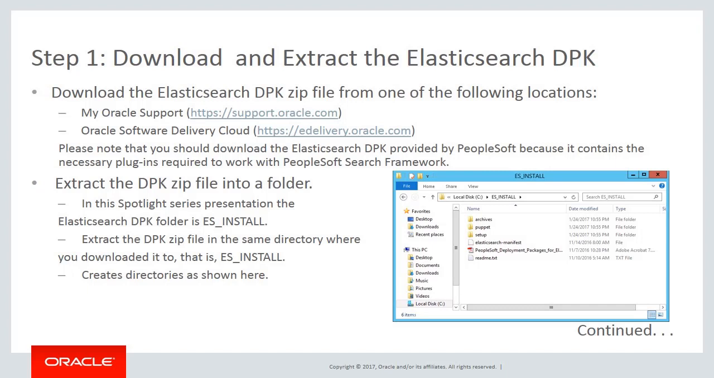Puppet directory. This includes the open source Puppet software and is used when you run Puppet-based installation. Please note that Elasticsearch DPK Revision 3 uses Python scripts for deploying Elasticsearch. If you want to use Puppet, please refer to the PeopleSoft deployment packages for Elasticsearch installation document on the Elasticsearch homepage. Setup directory. This includes the setup scripts. Elasticsearch manifest file. This includes the version information about Elasticsearch and JRE provided in the DPK.